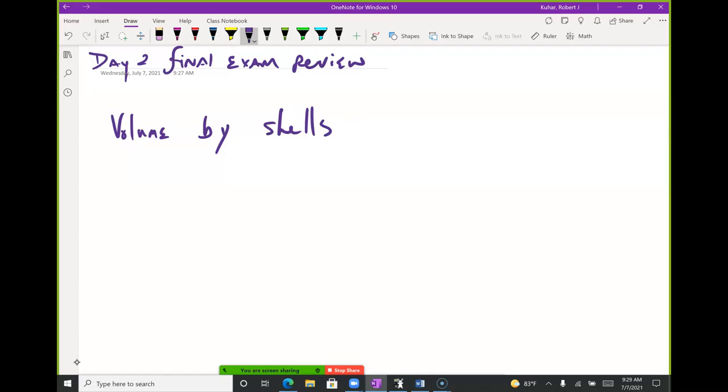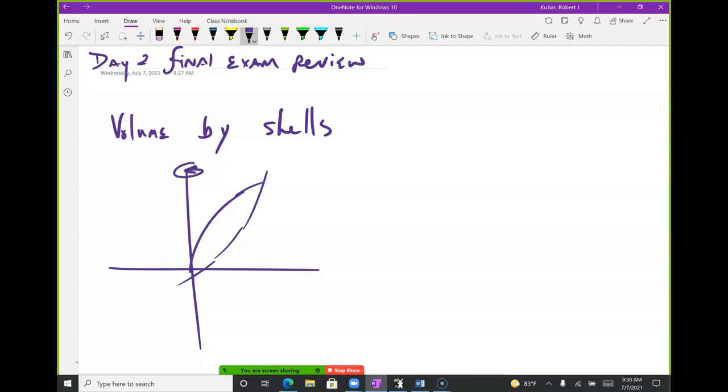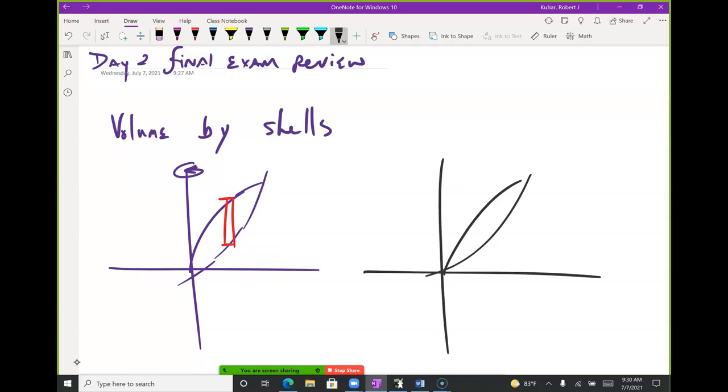So the main thing is that when we do a shell method, we're going to be parallel to the axis of revolution. If I'm saying I'm going to rotate this region about the y-axis, then my rectangle has got to be parallel, right? So if I take that same region and rotate around the x-axis, my rectangle is now parallel to that x-axis. And here I'm seeing a delta x, and here I'm seeing a delta y.